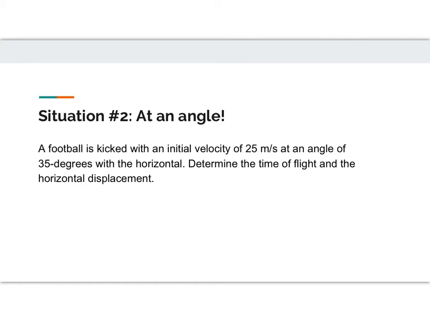All right, so a football is kicked with an initial velocity of 25 meters per second at an angle of 35 degrees. Determine the time of flight and the horizontal displacement. Now you notice in these problems they don't give you a lot of information, but that's fine. Let's draw out what's going on. So this is being sent off at an angle, 35 degrees at 25 meters per second.